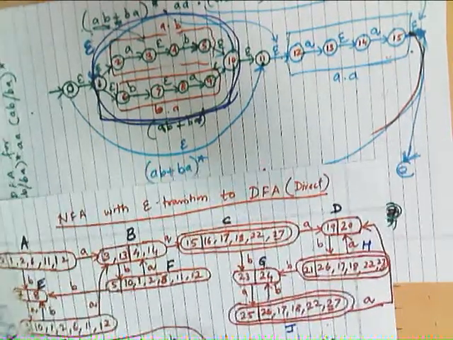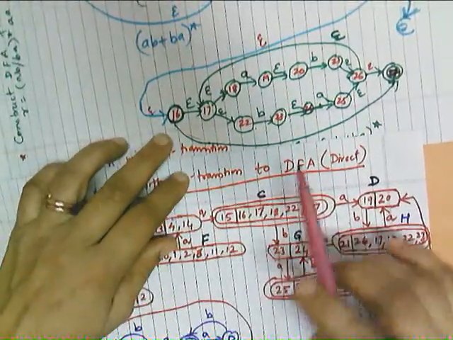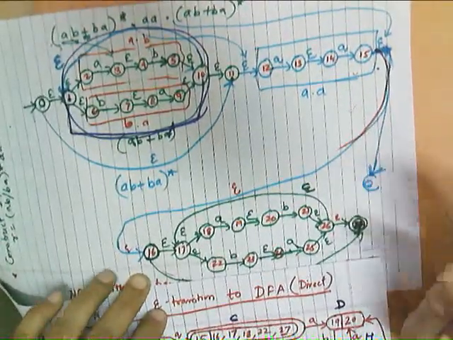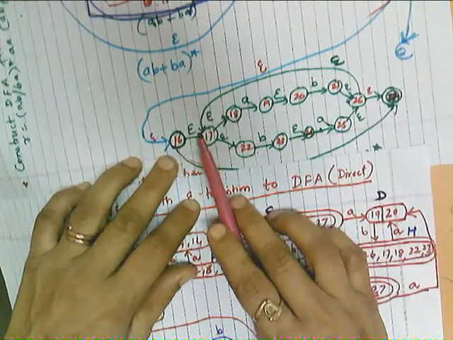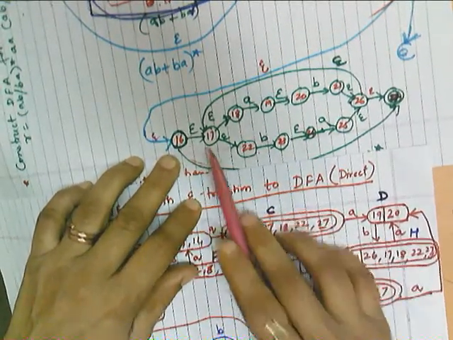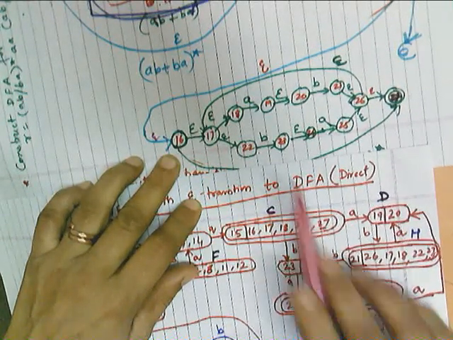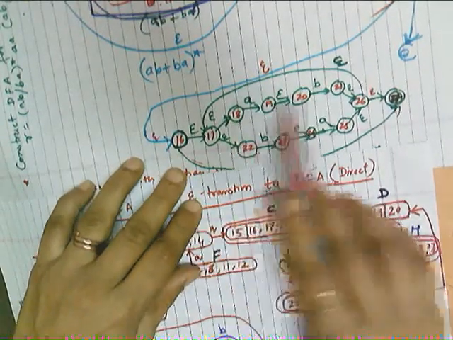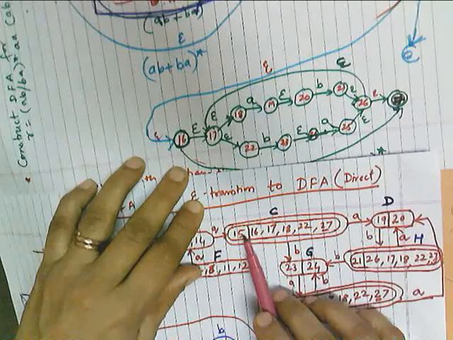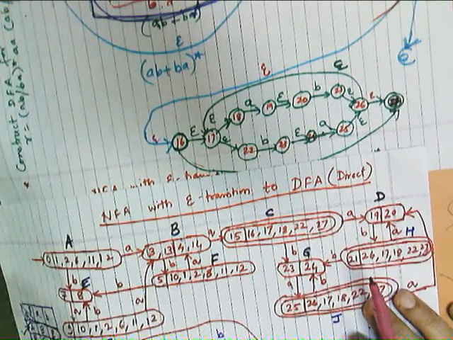Now the state 15 is remaining. So 15 on A. This is my 15 state, which is only moving with the epsilon, so nowhere we can represent. Now 16 on A also doesn't move anywhere. Then 17 on A moves nowhere. Then 22 also moves nowhere. Then 27 also moves nowhere.